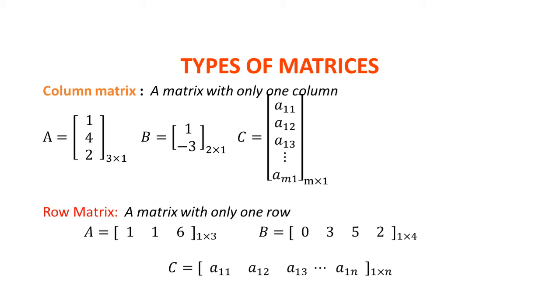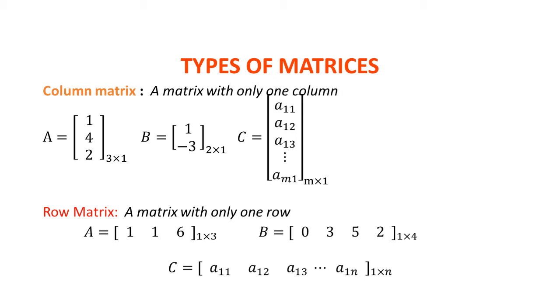It's a special name. So B is equal to 0, 3, 5, 2. So now we see the number of rows. There is only one row and there are 4 columns. So the order of the matrix is 1 cross 4. Since it has only one row, it is also called a row matrix.